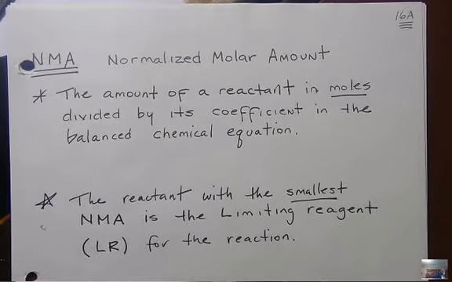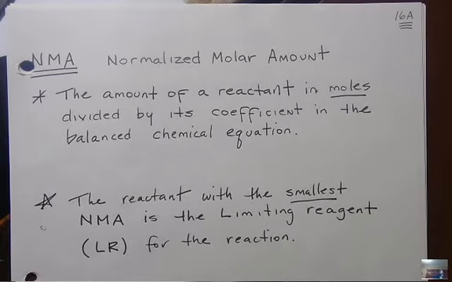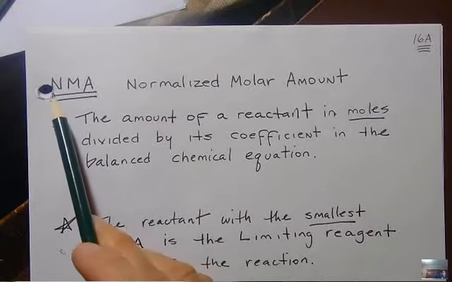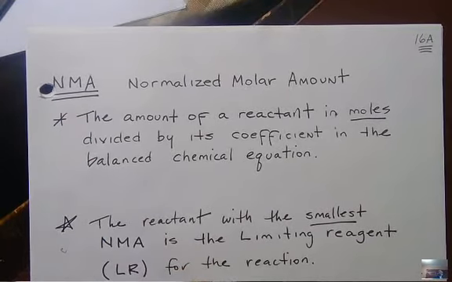Hi, Chem 100. This is a topic video on a third way to do limiting reagent questions. It's called looking at the question through the normalized molar amount. The normalized molar amount we're going to call NMA, and it's going to be a third way to do the problems. It's going to compete.